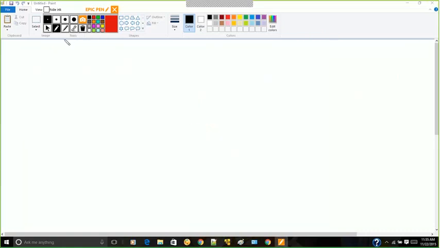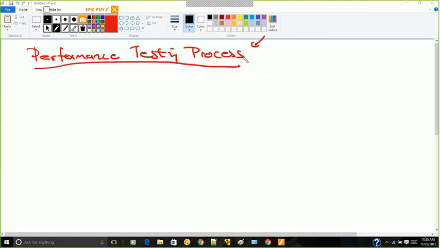Next, what we are going to see is the performance testing process. This is a very, very important interview question. They will ask you what is the testing process or performance life cycle. Can you tell me the performance life cycle? There are 7 steps in the performance life cycle.